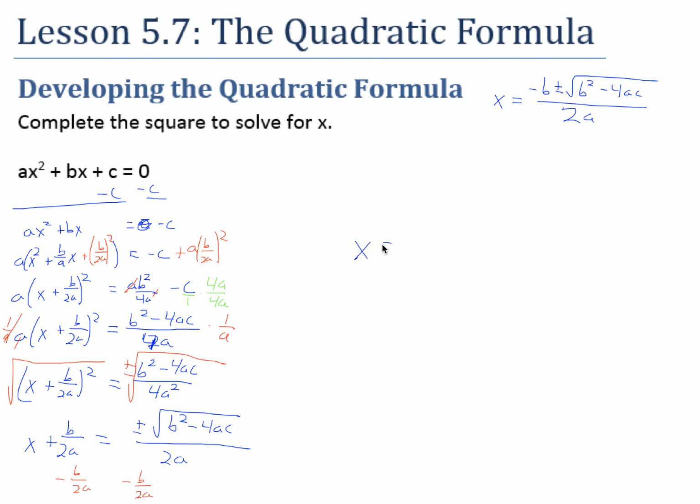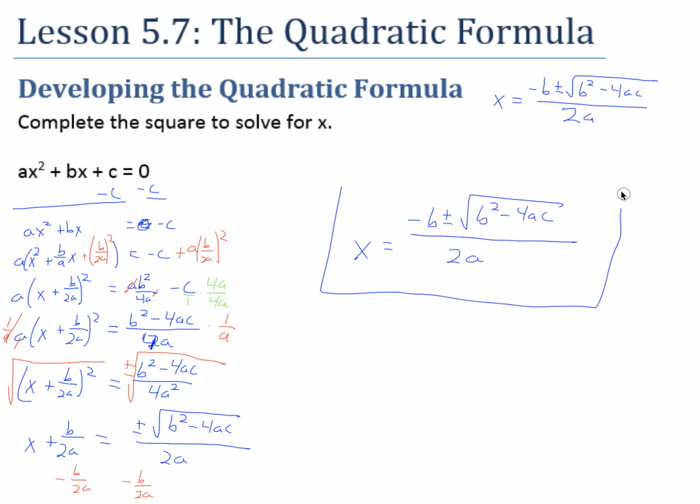x equals, these do have a common denominator here, so we can combine them. I'm going to put the negative b first. So we have negative b plus or minus the square root of b squared minus 4ac, all over the common denominator of 2a. And there it is. We showed why, and we developed the quadratic formula.